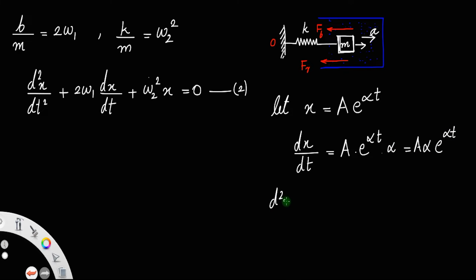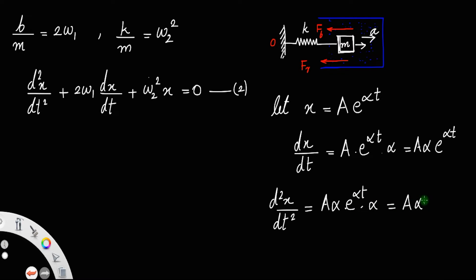Now d square x by dt square means you have to differentiate this again. So a alpha, a alpha is constant, you can take that out. e raised to alpha t, derivative of e raised to alpha t is e raised to alpha t into alpha.